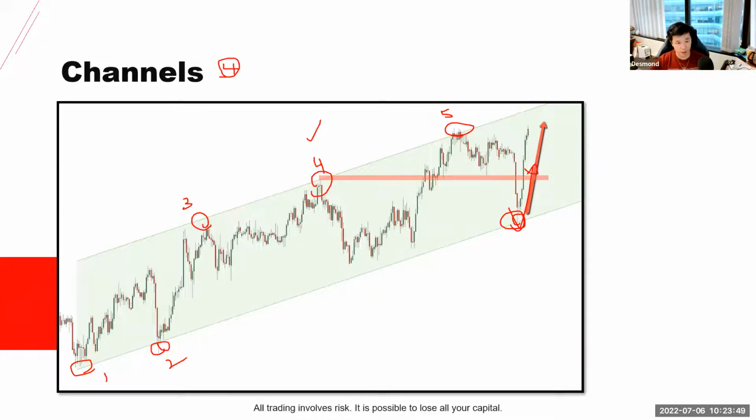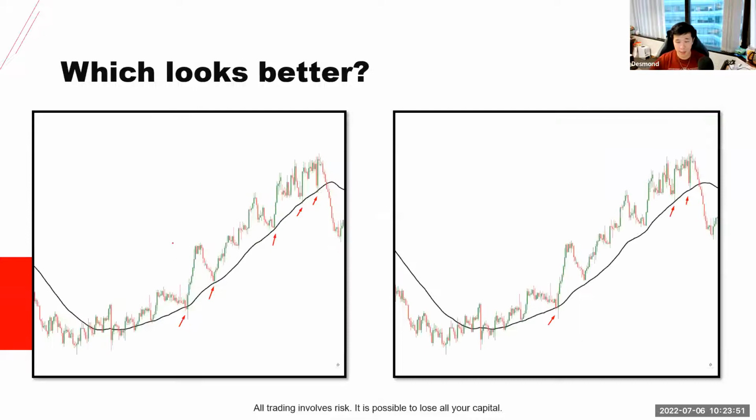All right. Now, in this example, which looks better, A or B? This is a moving average from A. This is a moving average from B. Which looks better? Do you guys want to try to just put in your answers a bit?